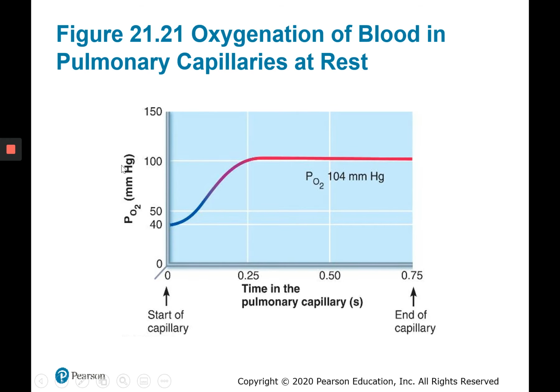Here we can see that the time that blood spends in a pulmonary capillary is almost 3 times longer than it needs to become oxygenated. So here we have deoxygenated blood, here we have oxygenated blood, and it only took about 0.25 seconds for this blood to get the oxygen it needs. So even if blood flow sped up 3 times as fast, we'd be able to get enough oxygen into our blood.